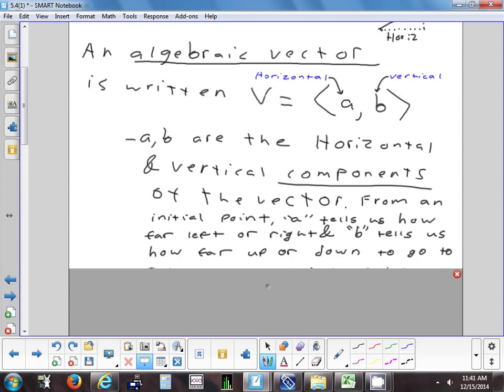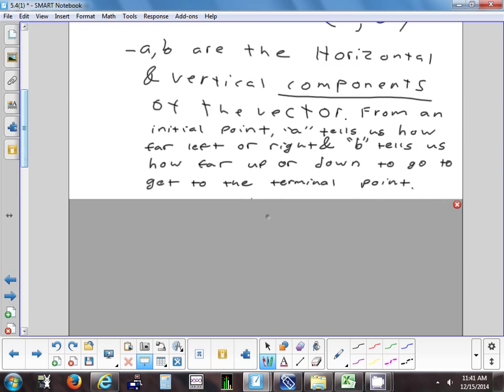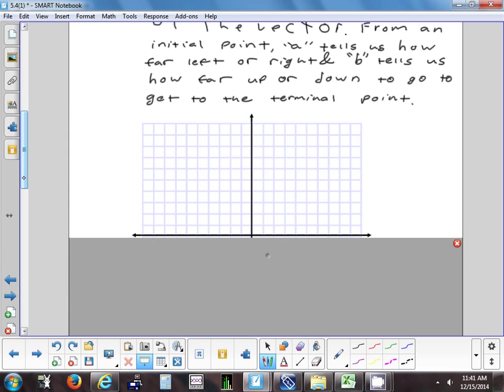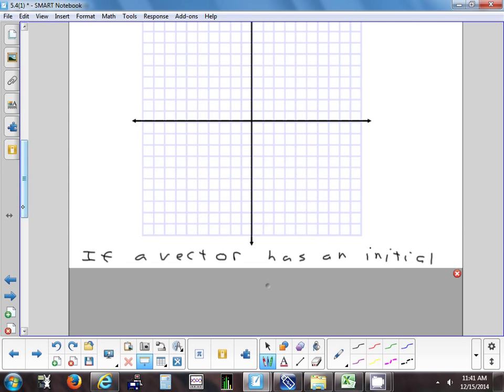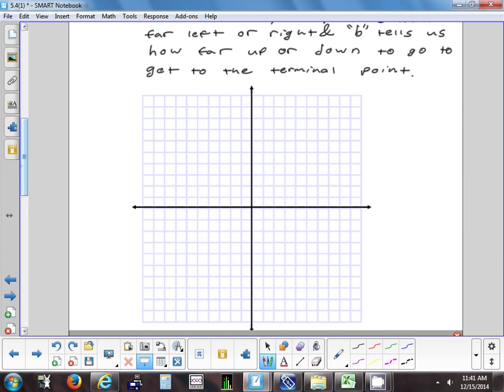This is everything that I just drew in the diagram. Okay, so from an initial point, A tells you how far left or right you go to get to the terminal, and B tells you how far up or down you go from initial to terminal. Okay, any questions on that notation? Okay, that's called the algebraic notation for a vector. So that's how we're going to do it basically? This is one notation we can use, yeah.